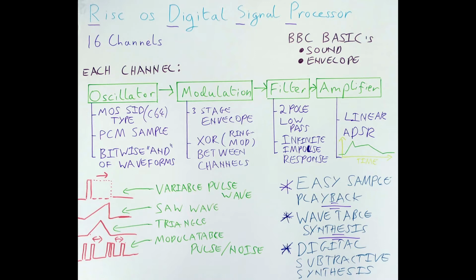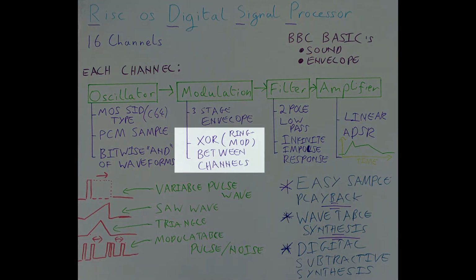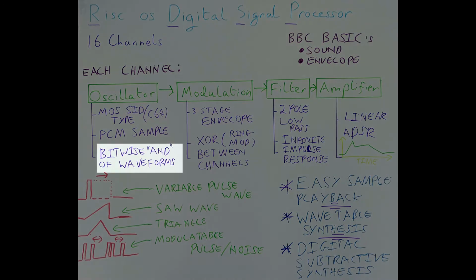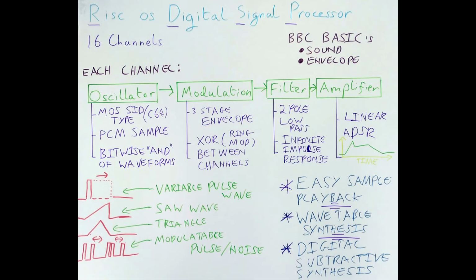And like the Commodore 64, you can XOR, or exclusive-or, all the channels together, so you can mix them through a bitwise operation. That creates bell-like tones or Doctor Who-like science fiction tones. And I did have a go at doing that demo. We can also AND the waves together like you could on the Commodore 64. So it has BBC Micro and Commodore 64 merged together.